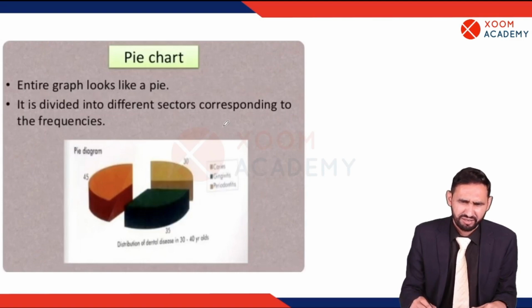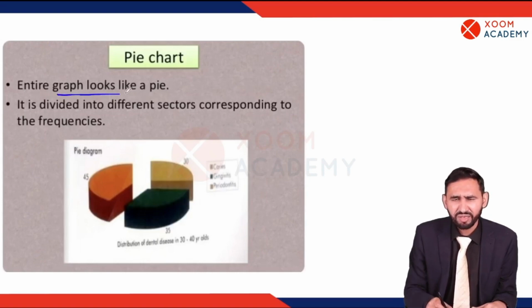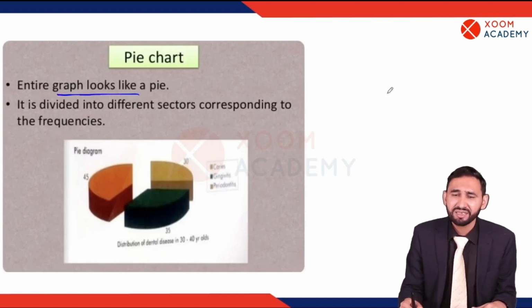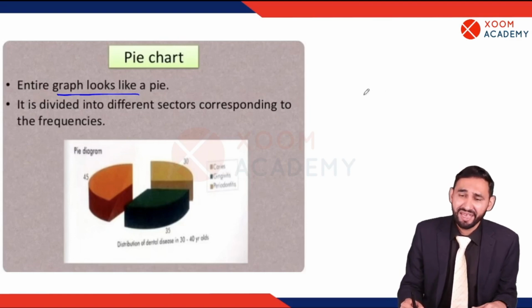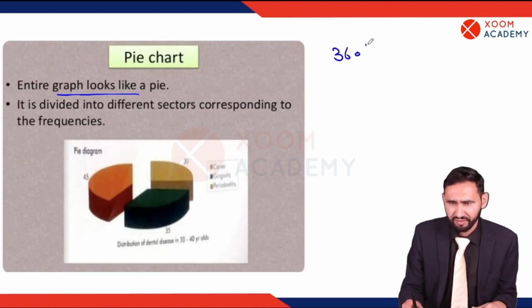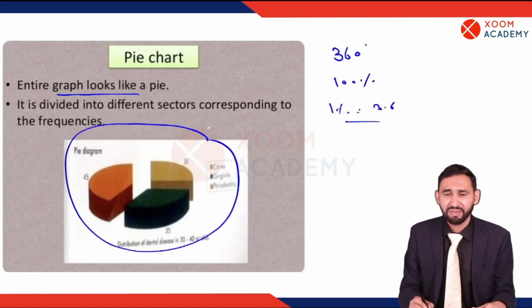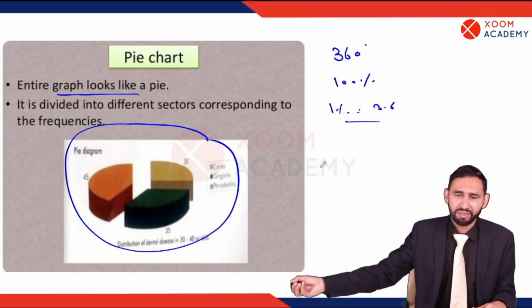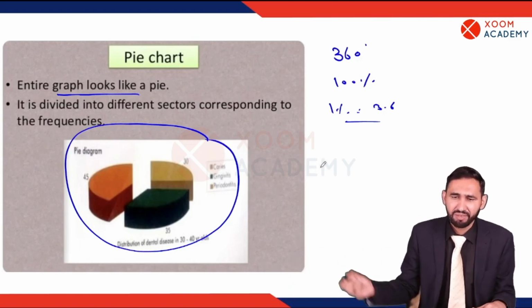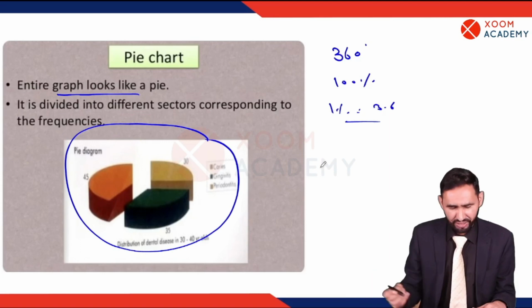What is a pie chart? The entire graph looks like a pie. We divide the percentage according to angles. Suppose the total angle is 360 degrees and the total percentage is 100%, so 1% is equal to 3.6 degrees. We represent them in angles, like sections of a cricket match, where one section is dominated by this team and one section by that team. We divide the frequency according to this.